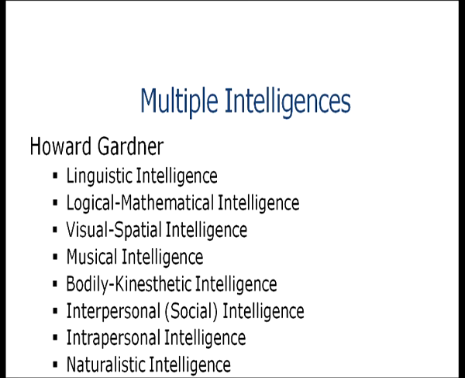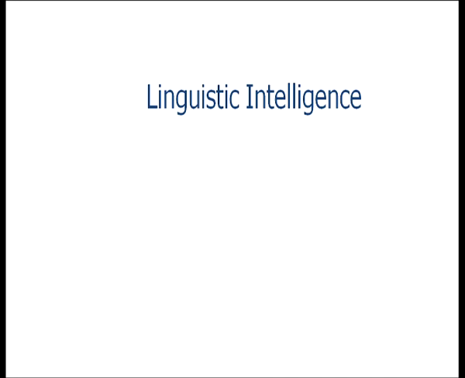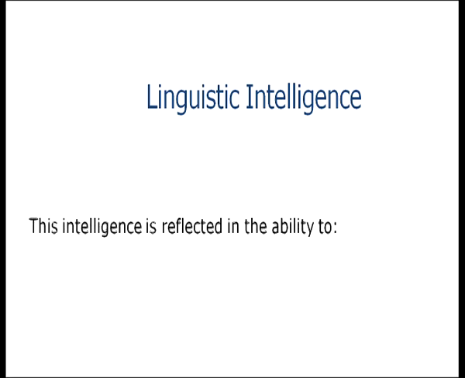Howard Gardner gave this theory of multiple intelligence. And he said that students or children or adults learn in different ways. They have different kinds of intelligences. Let's look at these different kinds of intelligences separately.